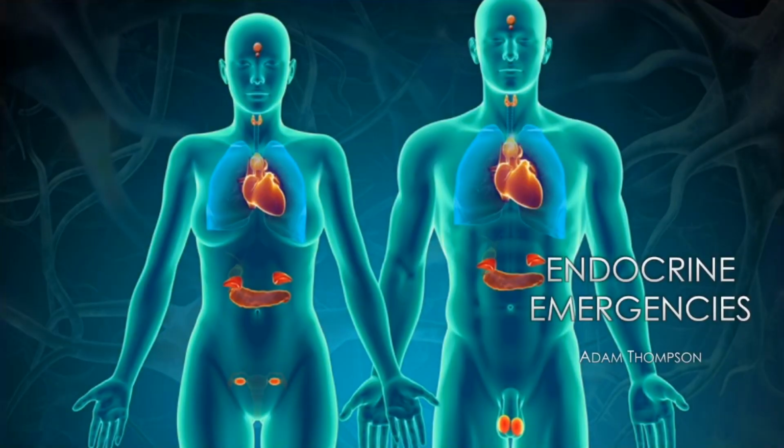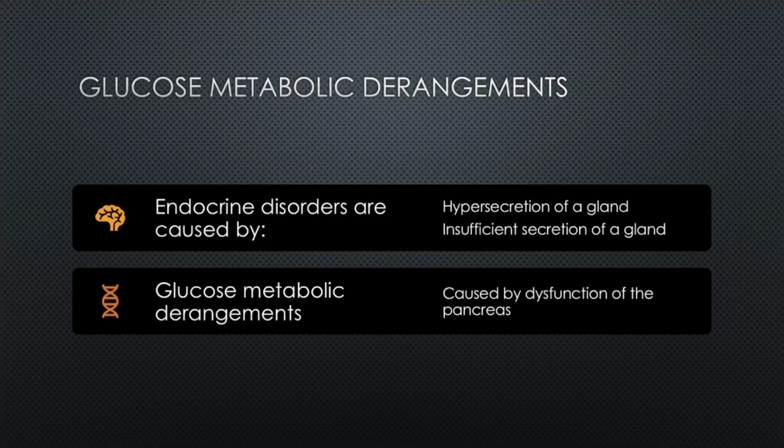Hello and welcome back to this discussion on endocrine emergencies. I'm Professor Adam Thompson, and this is going to be a little bit more lengthy of a video because this discussion is going to include everything related to the endocrine system as it has to do with blood glucose. So we're going to talk about the pathophysiology, assessment, and management of glucose metabolic derangements.